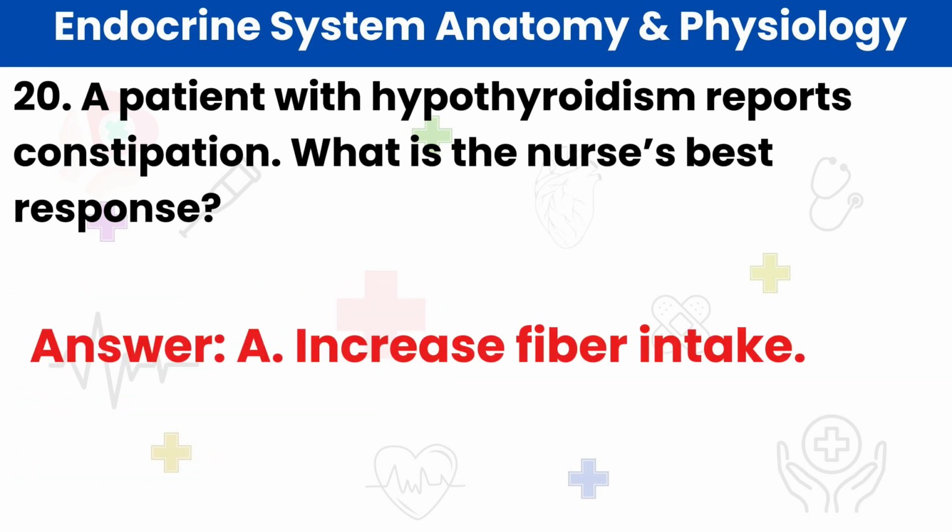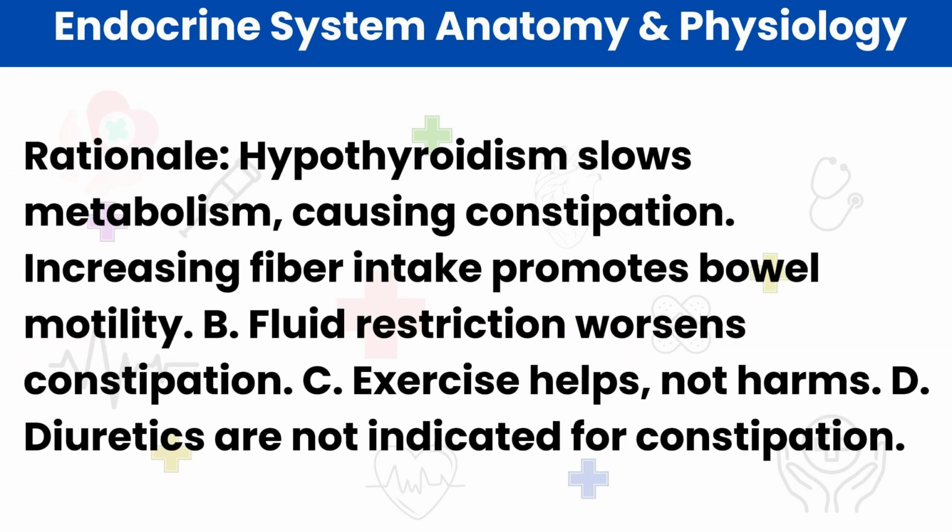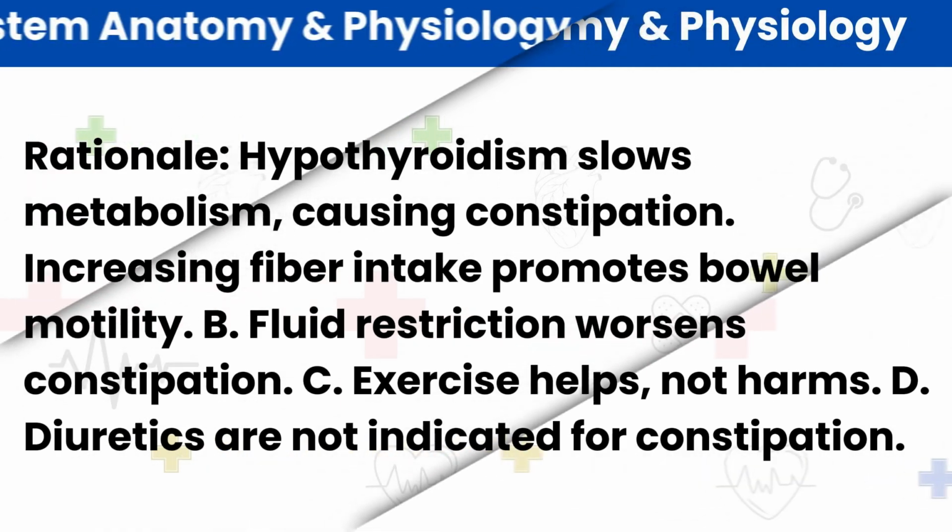Answer: A. Increase fiber intake. Rationale: hypothyroidism slows metabolism, causing constipation. Increasing fiber intake promotes bowel motility. B. Fluid restriction worsens constipation. C. Exercise helps, not harms. D. Diuretics are not indicated for constipation.